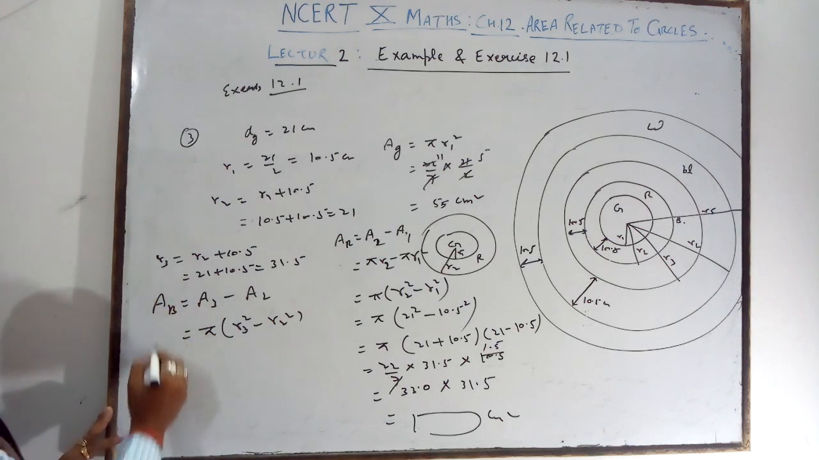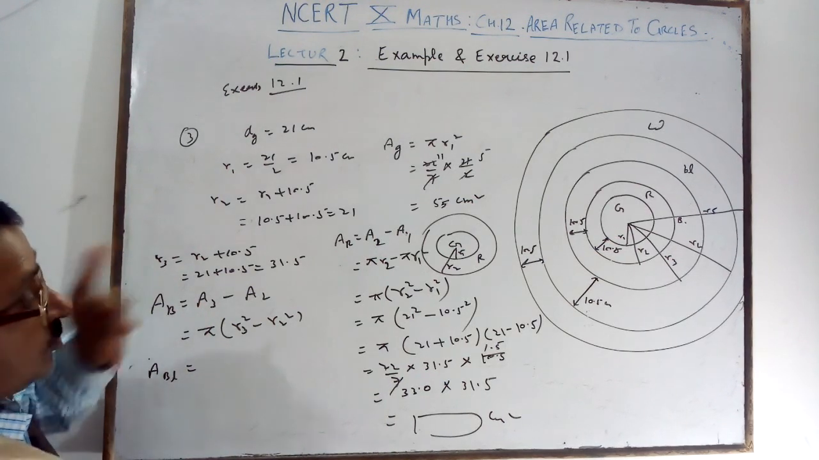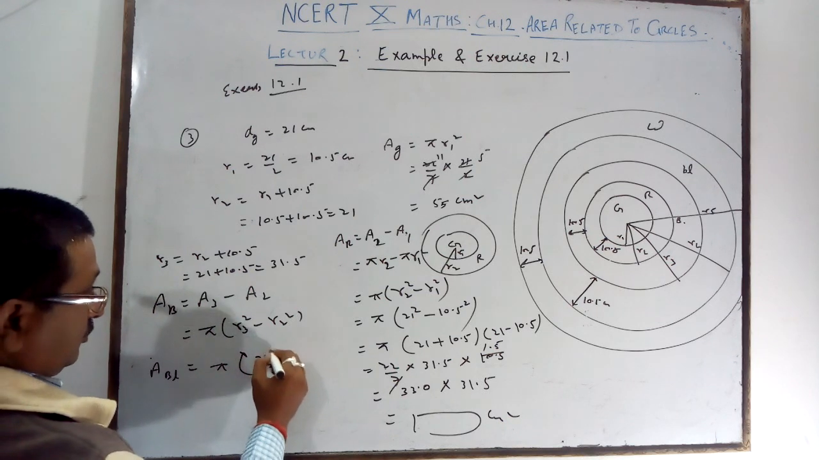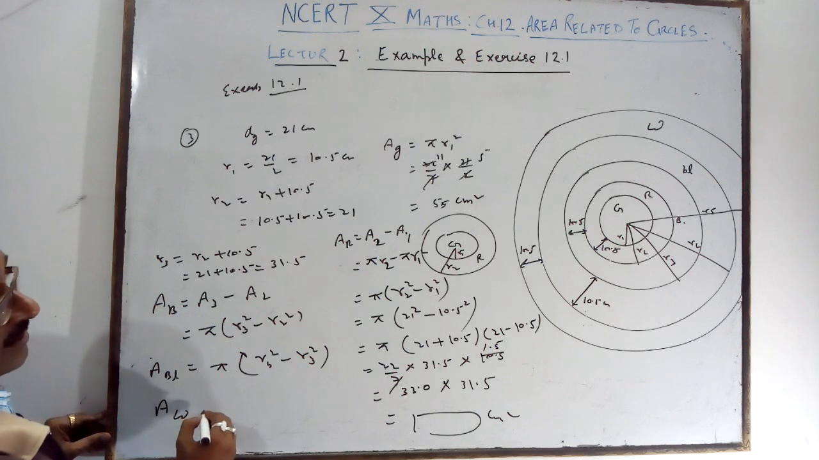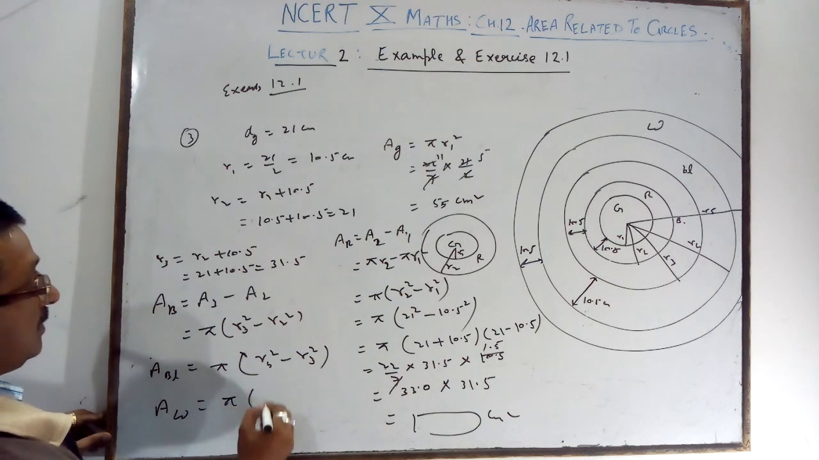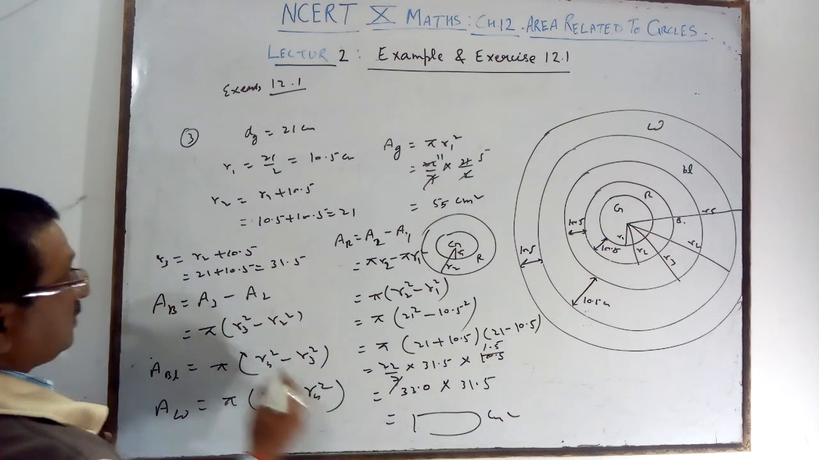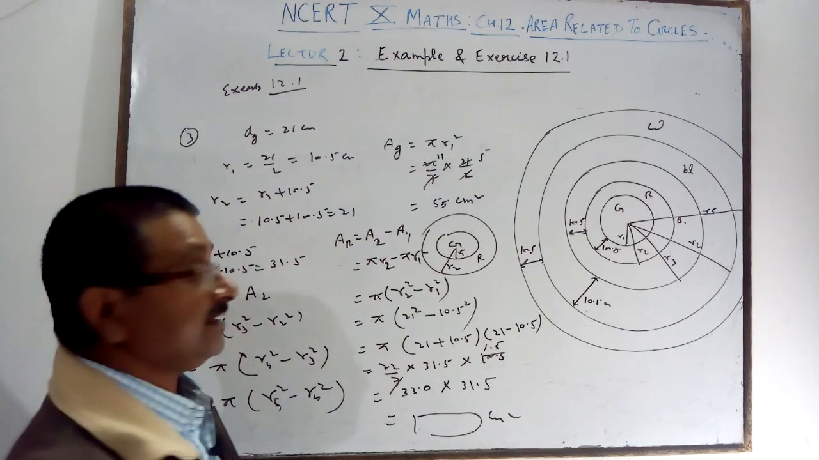Like this, you will get the R4 and R5. So area of black color will be, black or blue, what do you want? Is pi R4 square minus R3 square. Area of the white color is equal to pi R5 square minus R4 square. All the radius you will get by adding successive previous one, like AP.